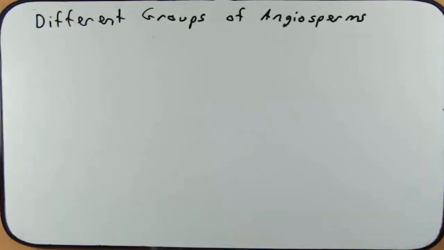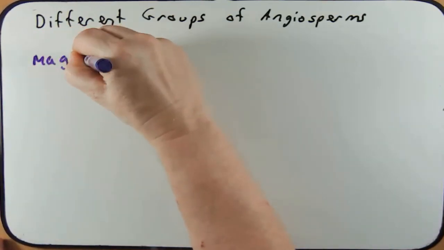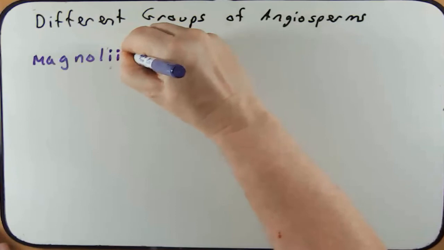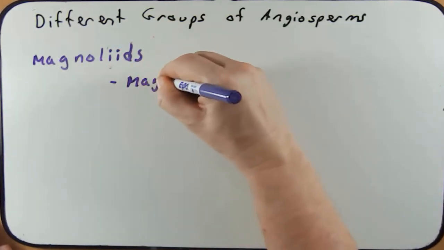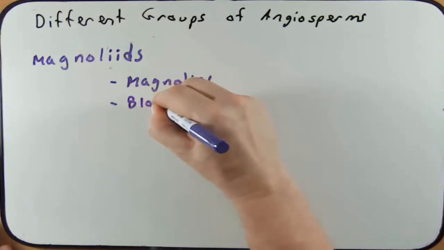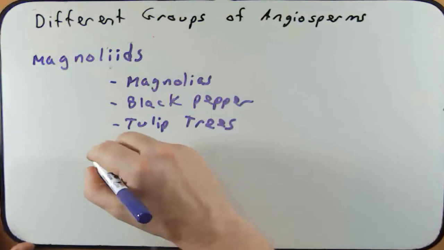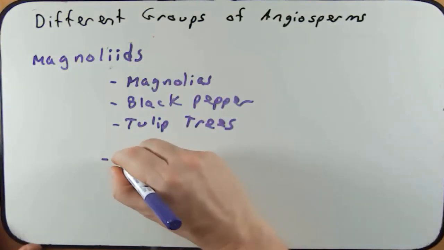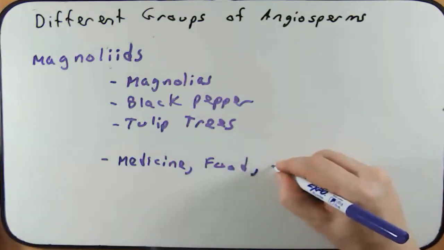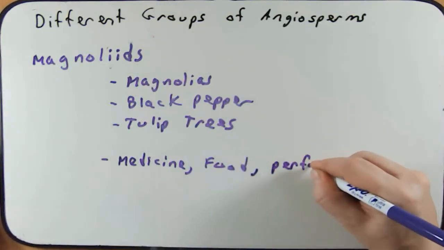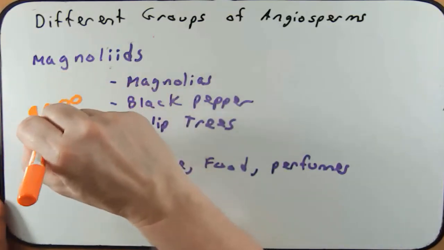And the last group I want to talk about are the magnolids. These include, not surprisingly, the magnolias, black pepper trees, and the tulip trees. This group of angiosperms is important because they are used extensively in medicine, food, and perfumes. There are about 9,000 species of magnolias.